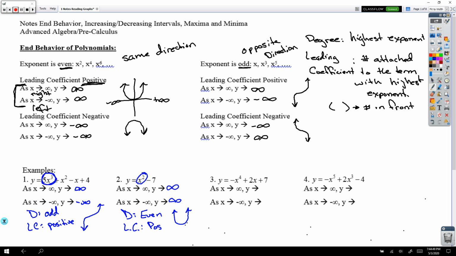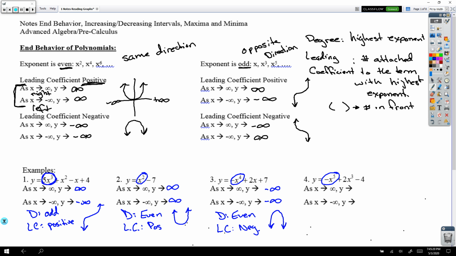Number 3, there's my largest exponent. Degree would be even. Leading coefficient this time is negative 1, so it's even and negative. Again, think about your parabola. So a negative parabola would be pointing down. So right side of the graph is going down to negative infinity. Same with the left side, going down to negative infinity. All right, last problem here.